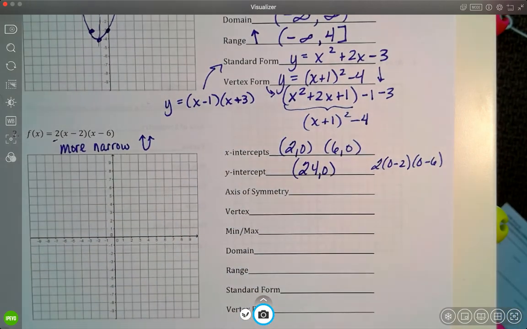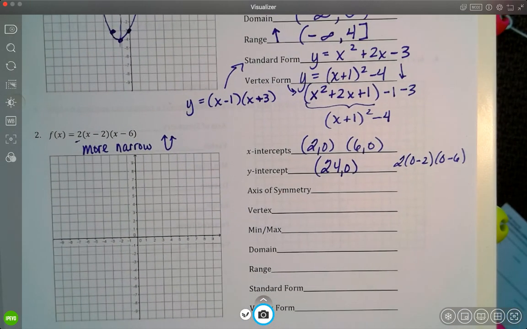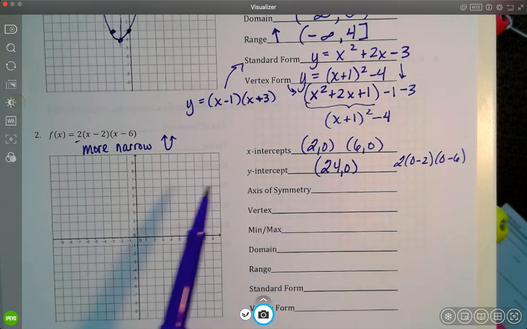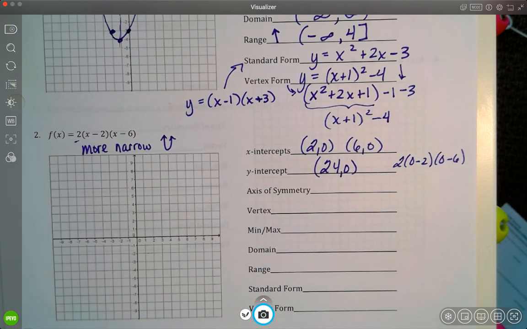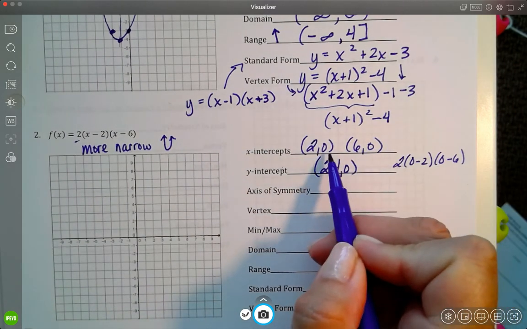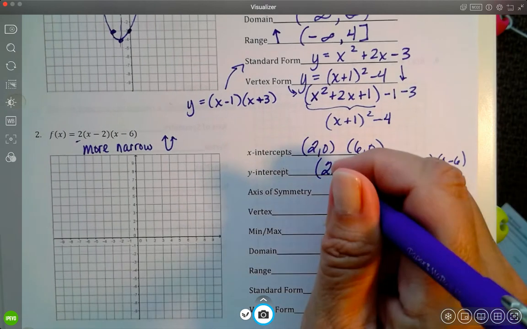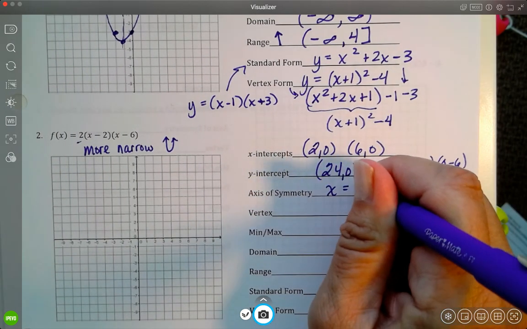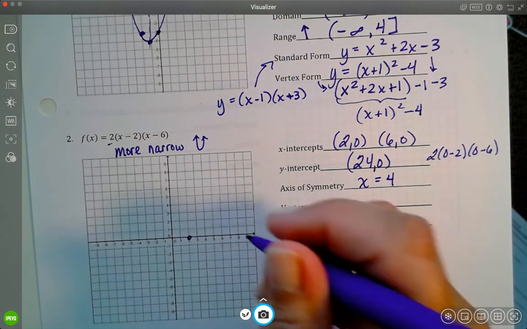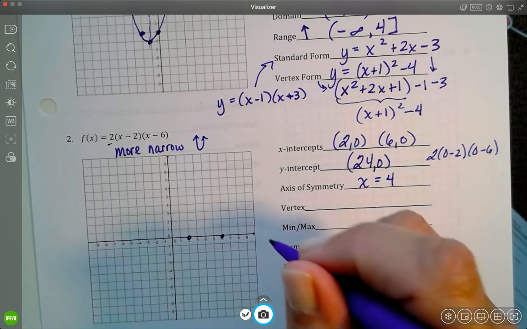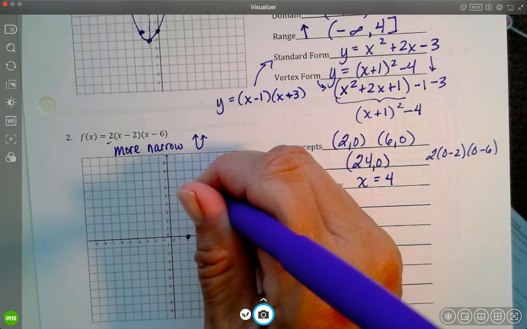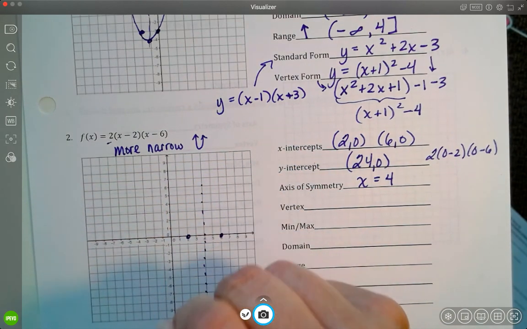That's not going to fit on this graph, but it does make sense that it would be 24, because remember this is going to be really narrow, so the y is going to grow really fast. Okay, what's my axis of symmetry? Well, my axis of symmetry is in between my x-intercepts. So my axis of symmetry has to be x equals 4. Okay, so these are the points I have right now. 2, 0, 6, 0, and 0, 24, which I can't graph because it's way up there. But I do know my axis of symmetry is right here. Okay, it's a good place to start.